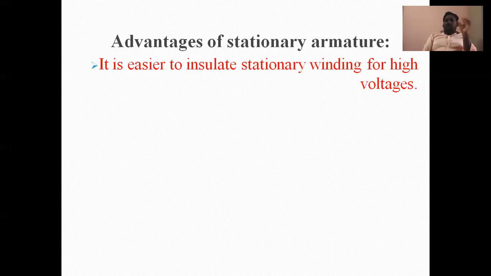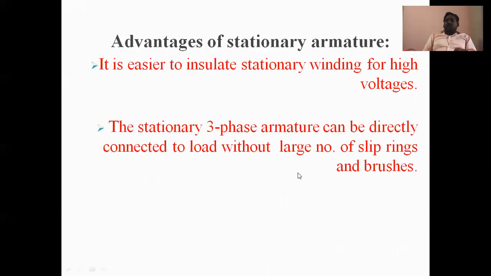If it is a rotating armature winding, as in the case of a DC generator, slip rings and brushes are required to collect the currents, to collect the output from the rotating armature winding. But here it is a stationary armature. It is three phase, so the load is directly connected to the three terminals of the armature winding without usage of slip rings and brushes. This is the second advantage: there is no need of a large number of slip rings and brushes.